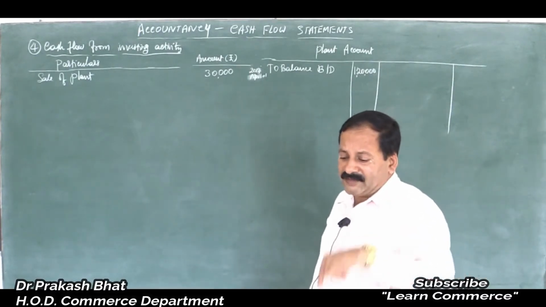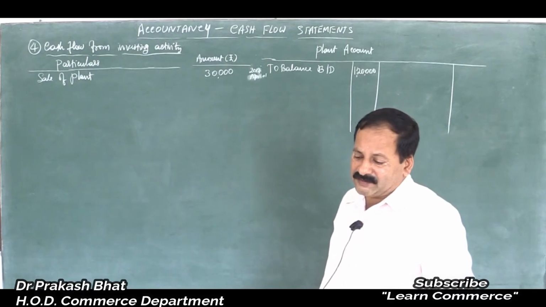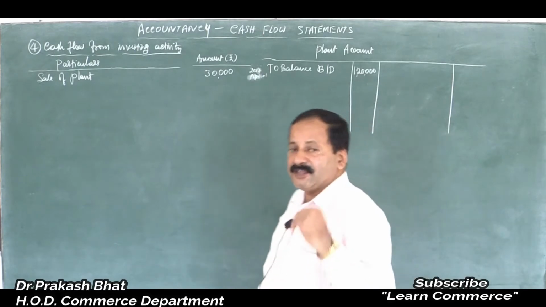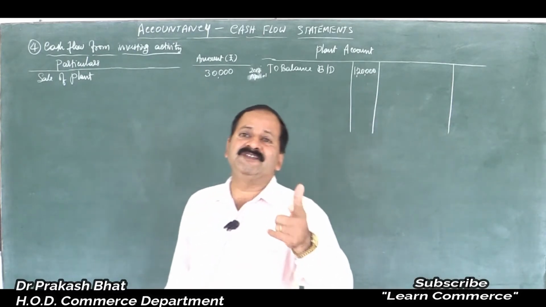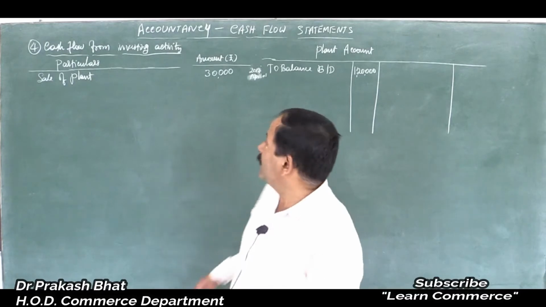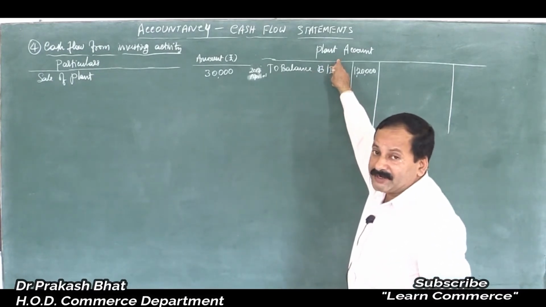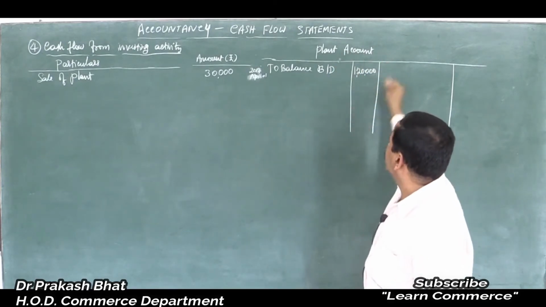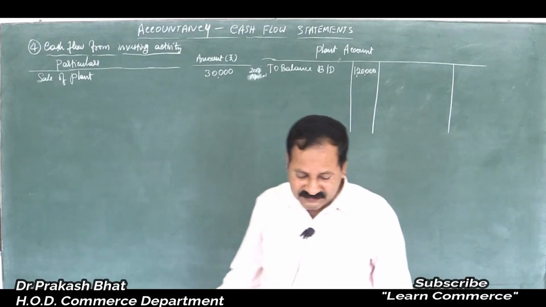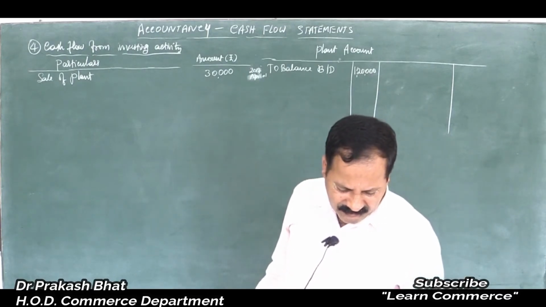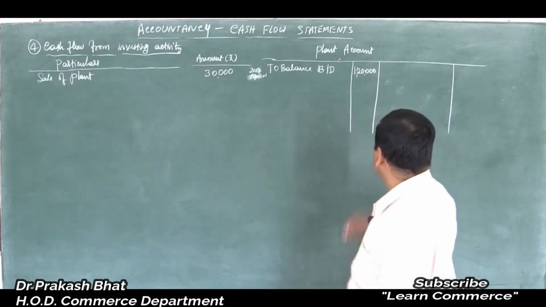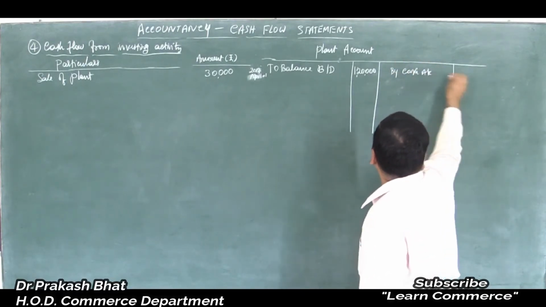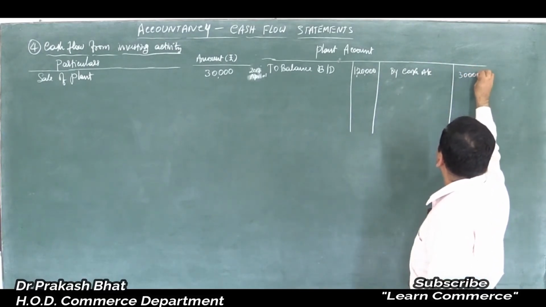Then the closing balance of plant is given. What else is given? The sale value is given. When we sell the asset, cash comes into the business: cash account debtor to the concerned asset account. So the concerned asset here is plant: cash account debtor to plant account, by cash. What was the date of sale? Was it given in the problem? During the year, nothing is mentioned, so forget about the date. By cash account, how much is it? 30,000, right? Given in the problem.